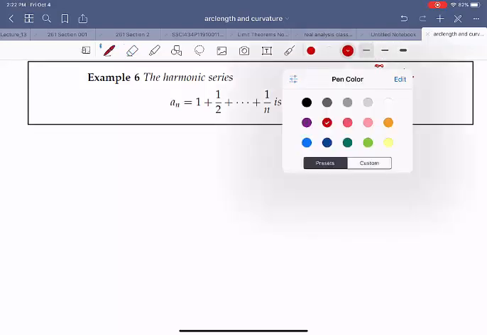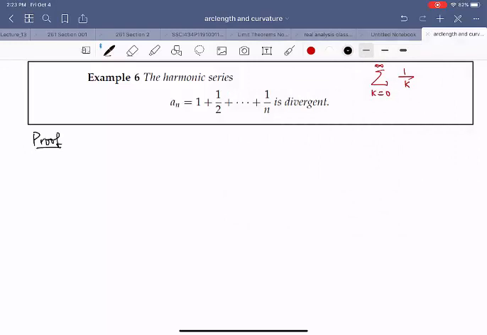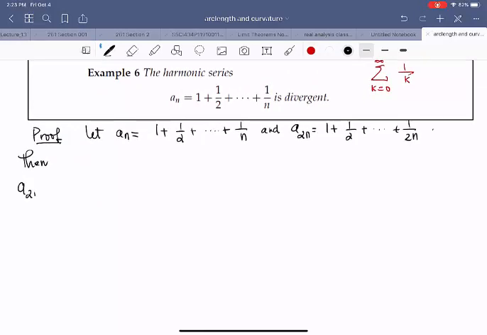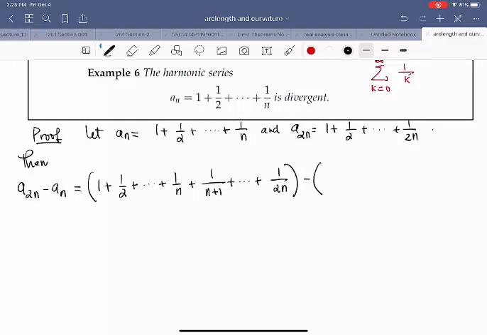Okay, so how does this work? Well, for this it is actually enough to show that the sequence is not Cauchy, because to be Cauchy is to be convergent. So let a_n be 1 plus 1/2 all the way till 1 over n, and a_{2n} the sum of the first 2n terms. Then if we consider a_{2n} minus a_n, what do we get? We get 1 plus 1/2 plus that plus 1 over n plus 1 over n plus 1 plus that all the way till 1 over 2n, minus 1 plus 1/2 plus that plus 1 over n.